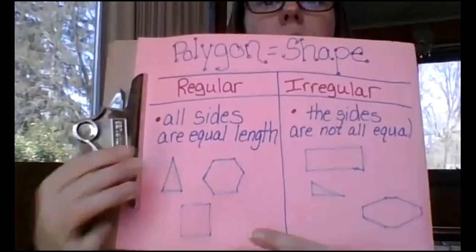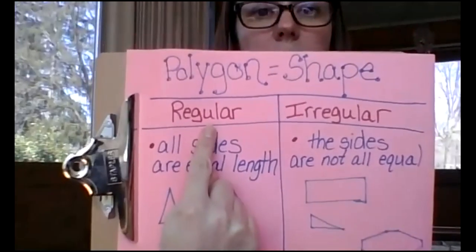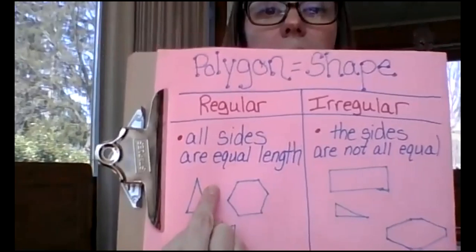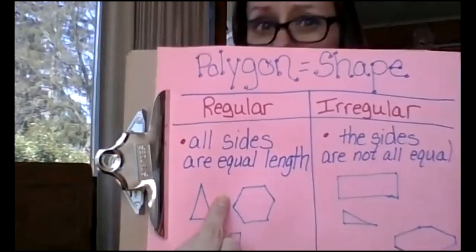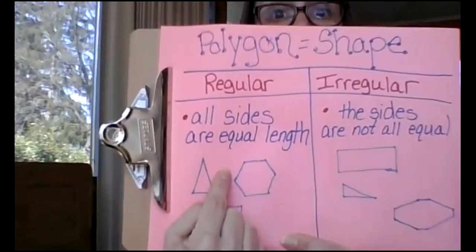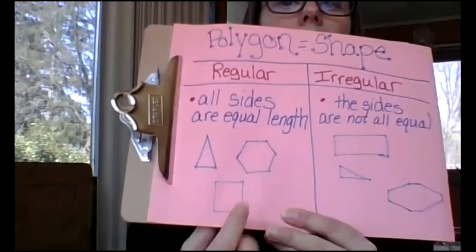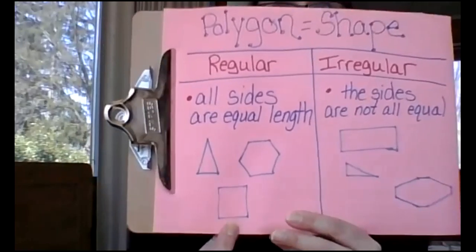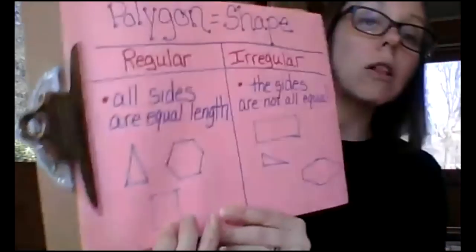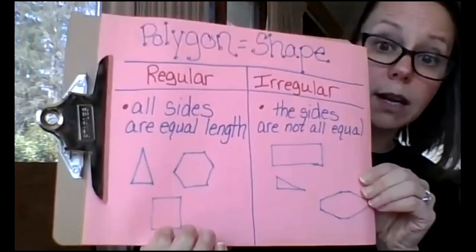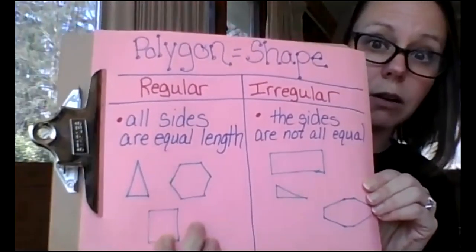Now, there are two kinds. There are regular polygons, and in a regular polygon, all of the sides have an equal or same length as well as their angles. So, for example, that would be like this square. We know squares have equal sides. So a square is a regular polygon.